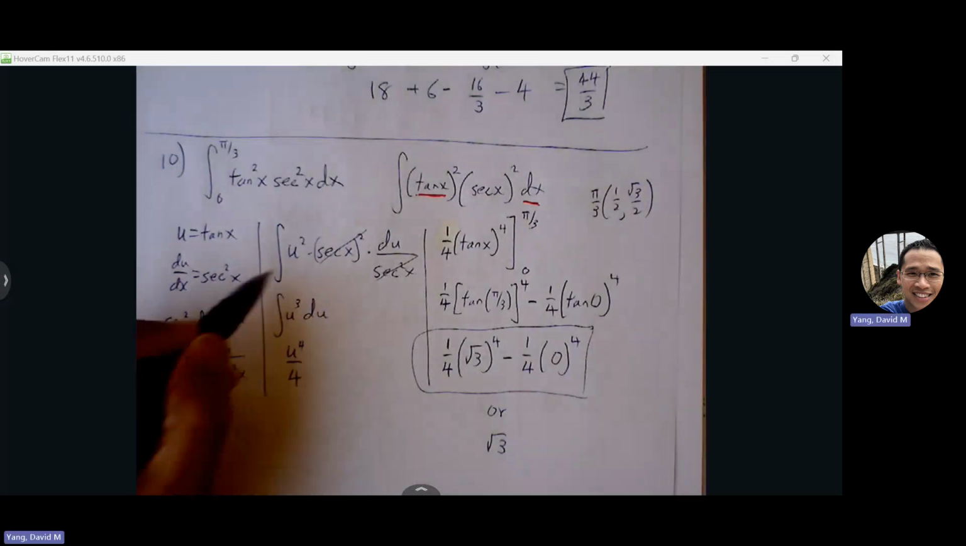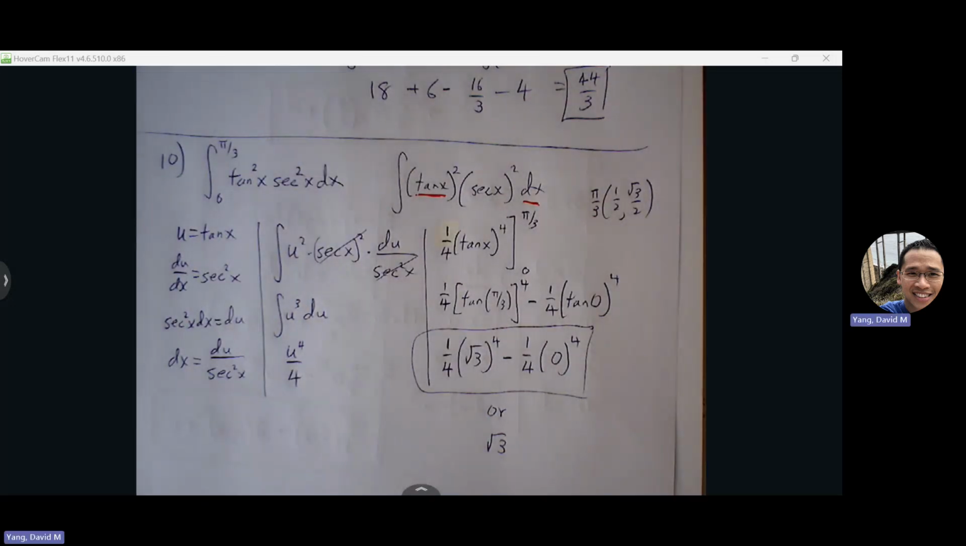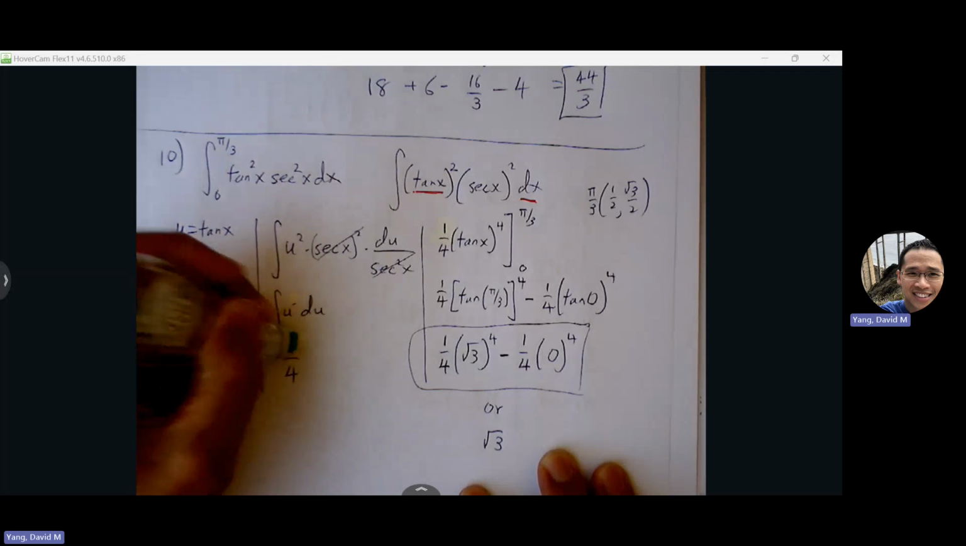Oh, I'm sorry, I messed up here. This is u squared. U squared becomes u cubed. I incremented it by too much.